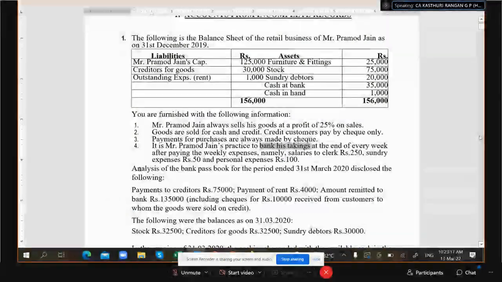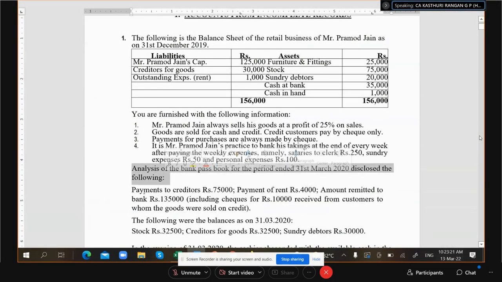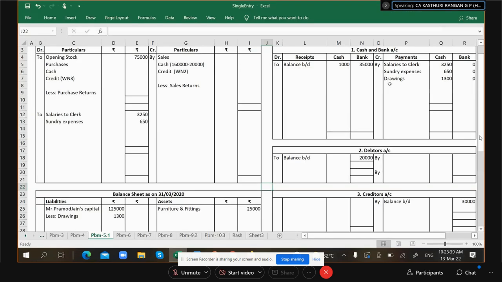Yes, friends. So what is the next one? Analysis of bank passbook. That means what? All these transactions are through bank. That is understanding. So far we did cash transactions. Now we are going to do bank transactions. Payment to creditor, rent. Then amount remitted to bank means deposit into bank. So on the one side, payment to creditor. So by creditor in bank column, 75,000.